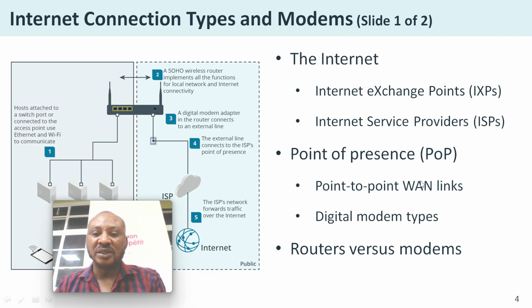We also have point of presence, which could be a way you connect to the internet, either a point-to-point link or a digital modem type. When we say point-to-point links, we're referring to two branch offices. You probably have one in London and another office in Liverpool, so you can establish a point-to-point connection through the router. One router here links to the other router in Liverpool. Those are what we call point-to-point links. Then we also have a digital modem.